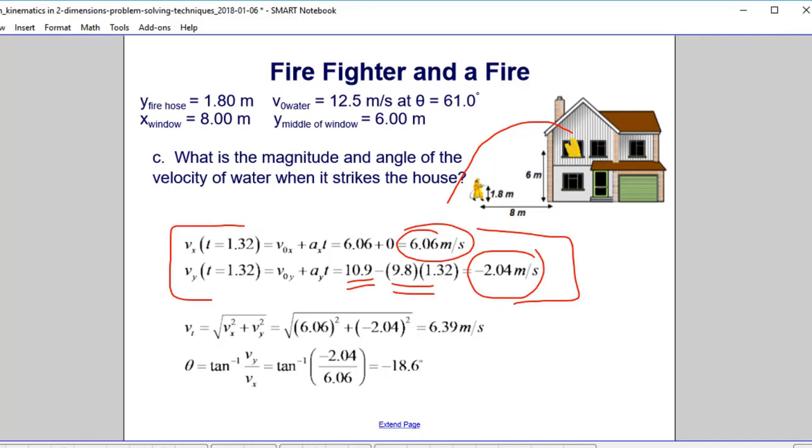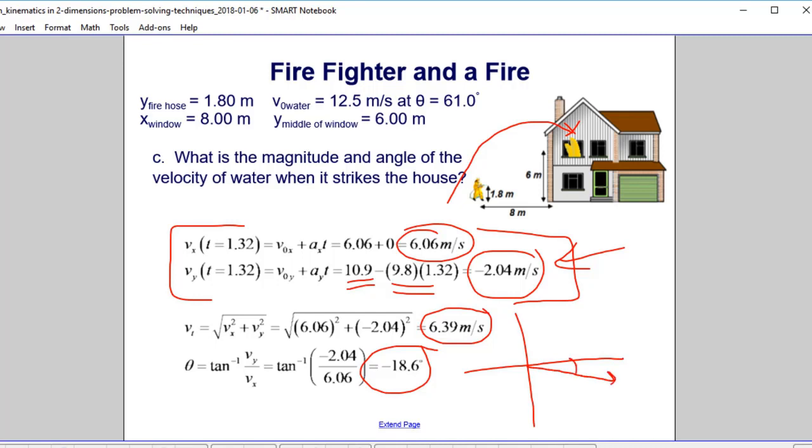So to find the total velocity, we use Pythagoras. It's 6.39 meters per second. And then we find the angle, and this verifies what we said right over here. It's hitting the building at a negative 18.6 degrees. So what's happening, it's hitting somewhat like this, and there's the 18.6 degrees.